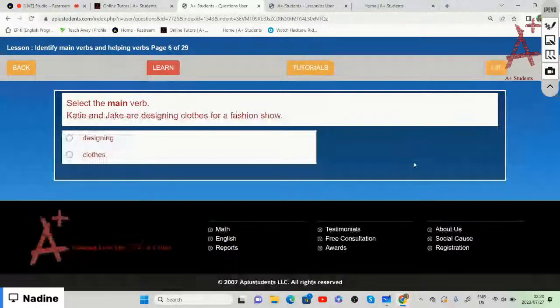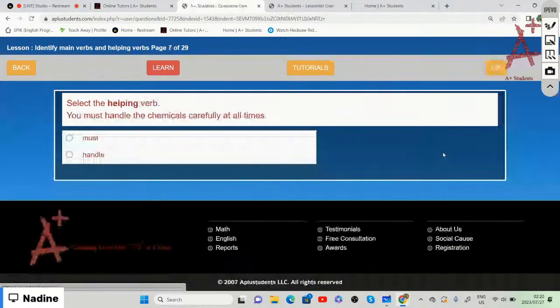Katie and Jake are designing clothes for a fashion show. Select the main verb. Is it designing or is it clothes? To select the correct one. All right, if we select the main verb, then we will select designing.